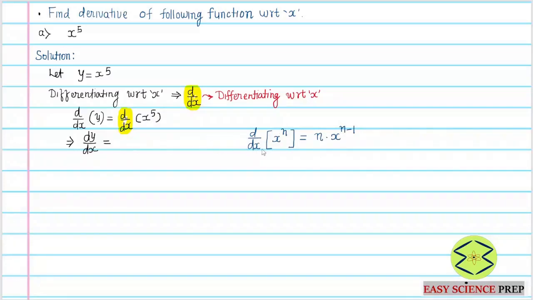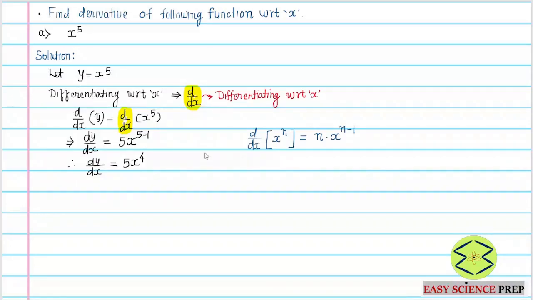So if you look at this standard result, the standard function x raised to n is similar to x raised to 5. The only difference is that instead of n, we have 5 here. Since the derivative of x raised to n is n x raised to n minus 1, the derivative of x raised to 5 would be, instead of n, I will write 5, then x raised to n minus 1, that is 5 minus 1. So you will get the derivative of y with respect to x as 5 x raised to 4. So this is the derivative of x raised to 5.